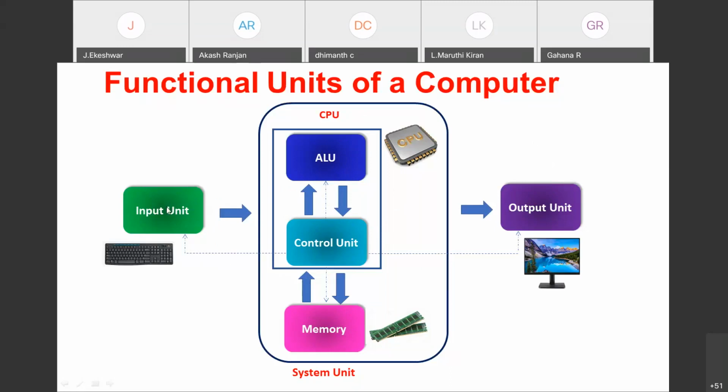What are those five functionally independent parts? One is the input unit. Then in the CPU, you have the ALU and control unit, and then the memory unit and the output unit. Now we'll see one by one the functionality of each of these functional units.